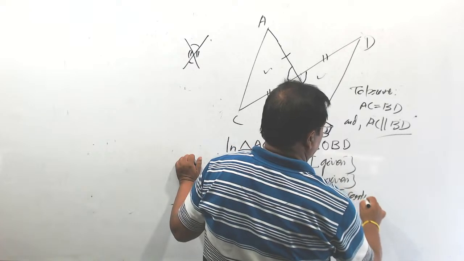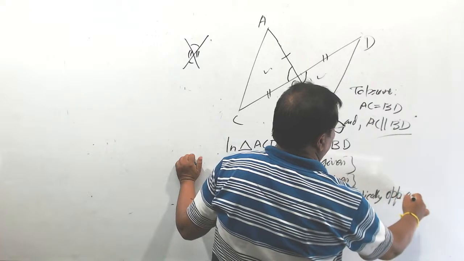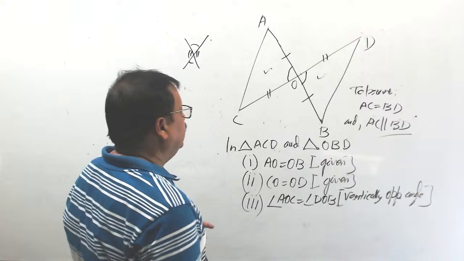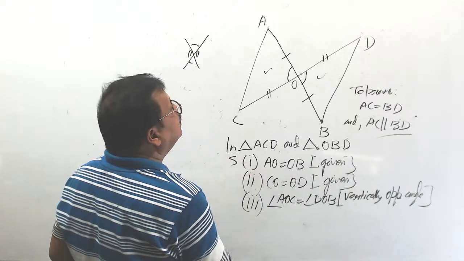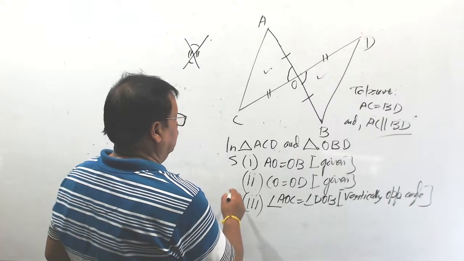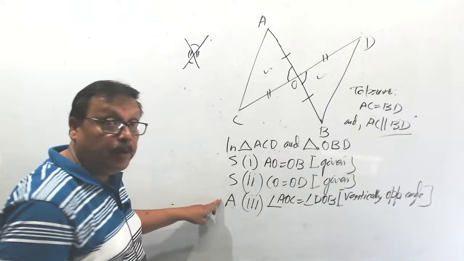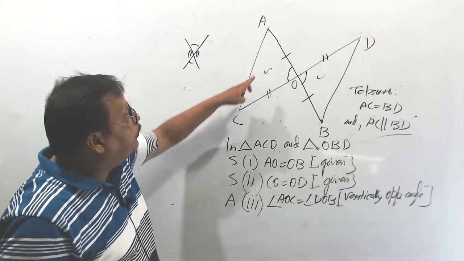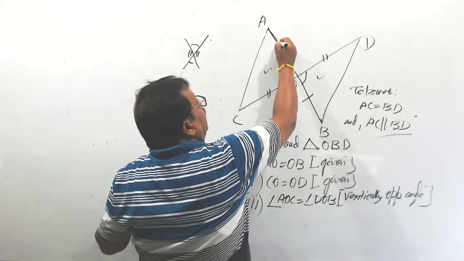DOB. What is the reason? Vertically opposite angle. So what you got? This is S. This is S. This is A. It is not SSA property. Don't mistake the SSA property. From the figure you have to see. SAS. Okay. SAS.